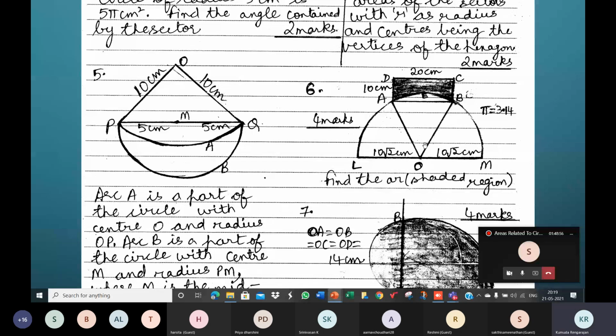Maybe I'll share the working later on WhatsApp. I'll share it tomorrow. Try it out at the end of the class; it hardly takes 3 minutes to finish that.